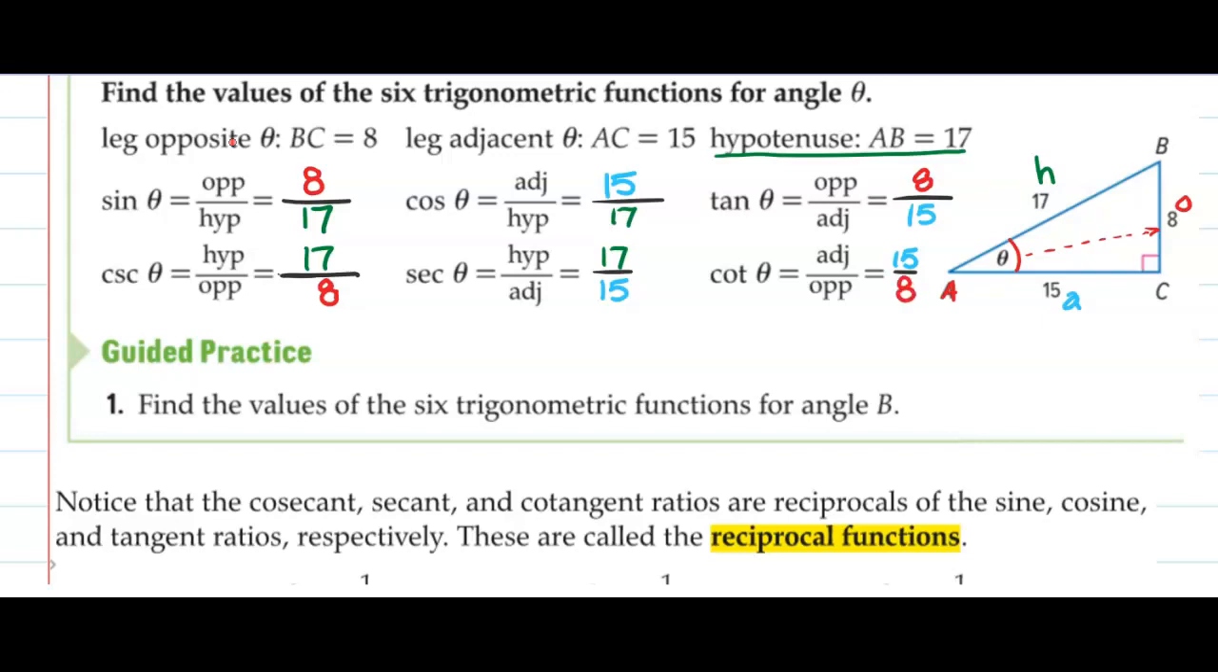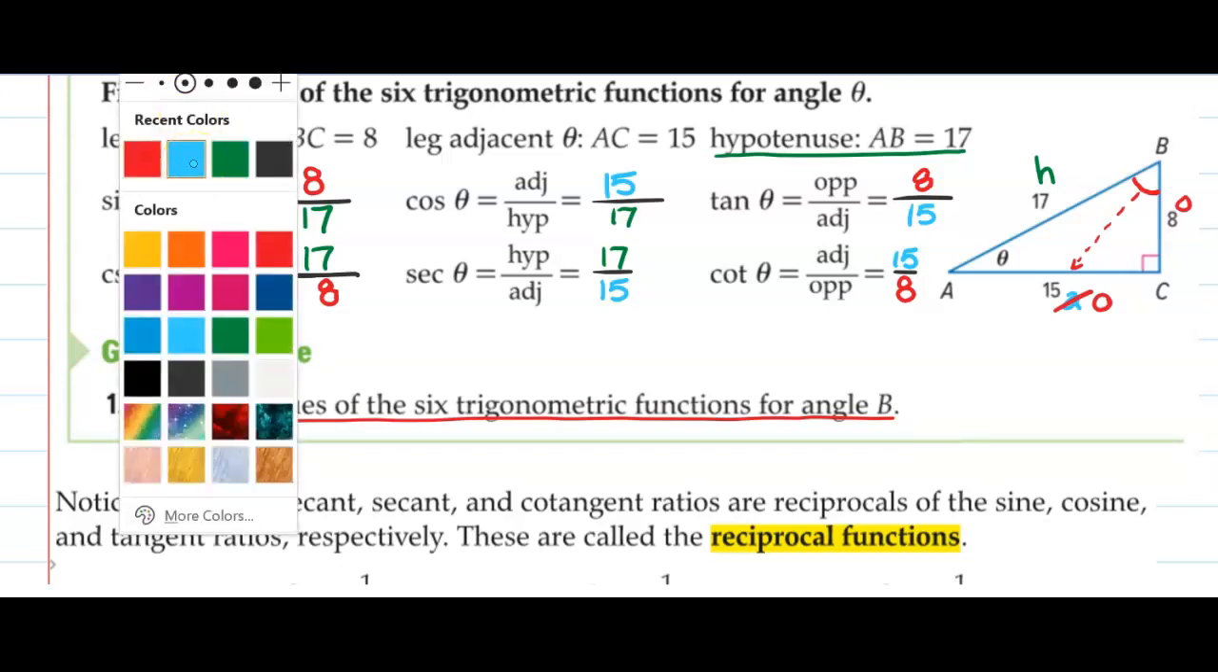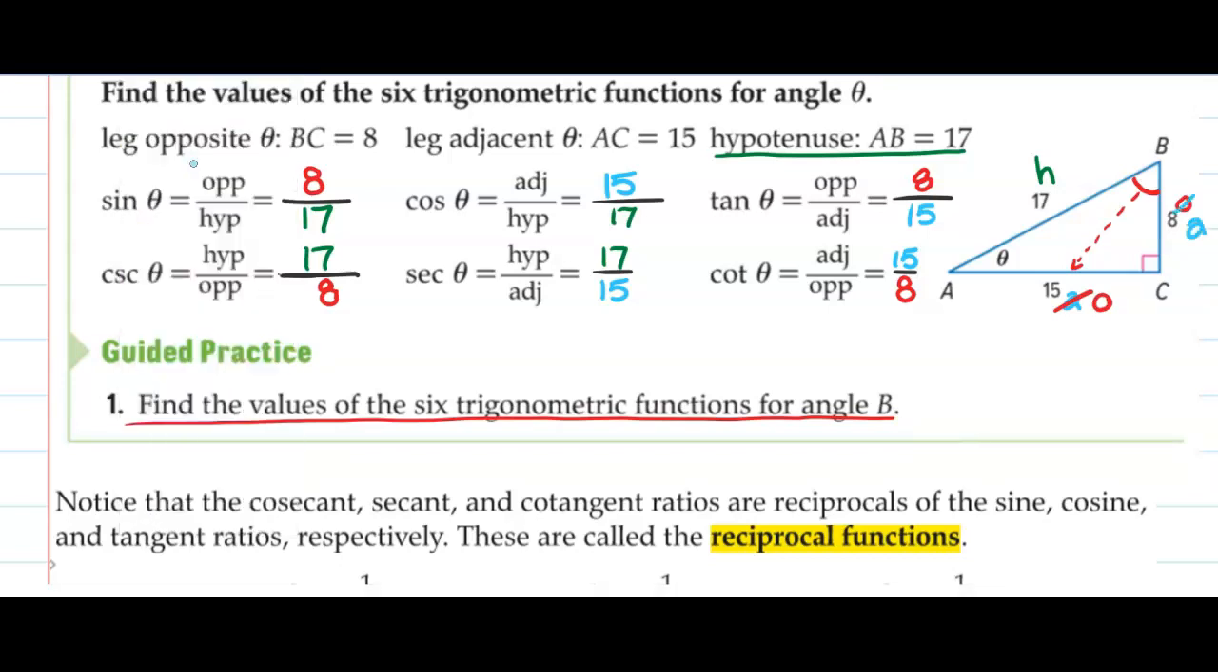Now, the next problem asks you to find the values of the six trig functions for angle B. If I'm looking at angle B instead of angle A, now this is the acute angle that I'm referencing. If I go across the triangle, this side is now the opposite, leaving the side with length 8 to be the adjacent. So it really depends on where the angle is. That's going to change things.